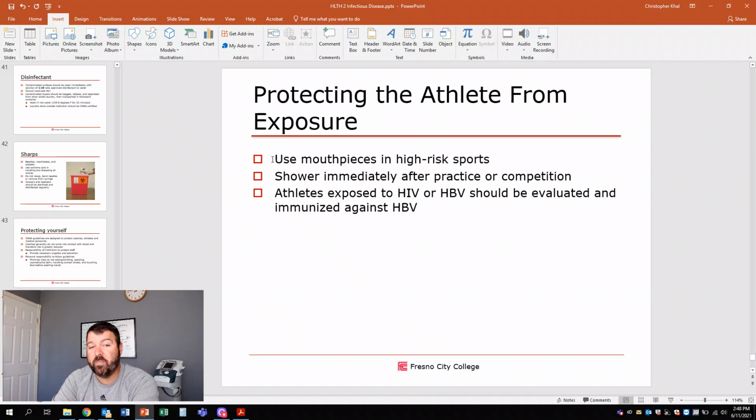Showering immediately after practice or competition is highly recommended. A lot of athletes are frowned against that for whatever reason. They're embarrassed, whatever it is. In college, it's usually mandatory for a lot of sports, like wrestling. Wrestling has to shower after every practice and competition, and it's a really big thing. Because let's say I get ringworm on my arm during that match. If I shower immediately afterwards, I don't have to worry about it.